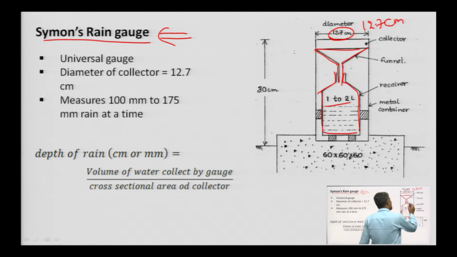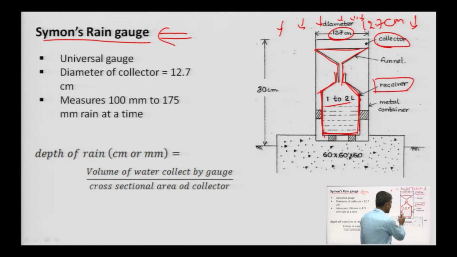The precipitation has to be stored with that collector, which is known as a collector. The water is collected through this funnel and comes into this container, which is the receiver. It is used to find the depth of the precipitation. Its height is 30 centimeter.